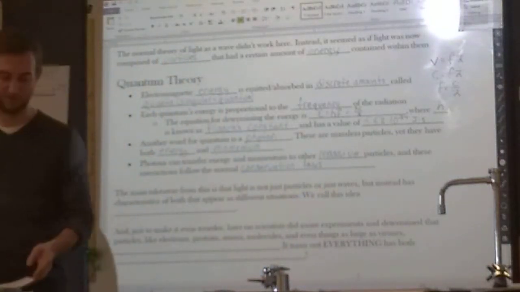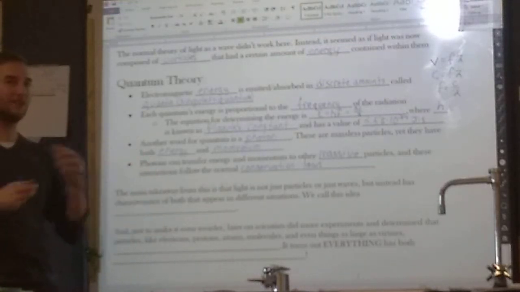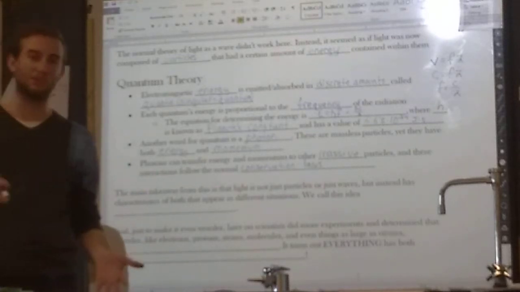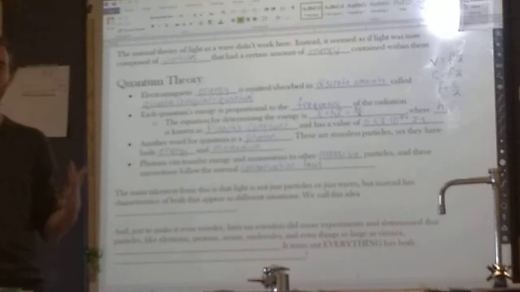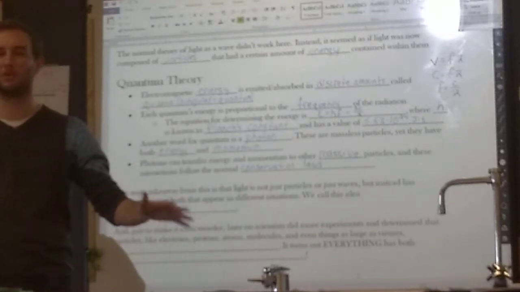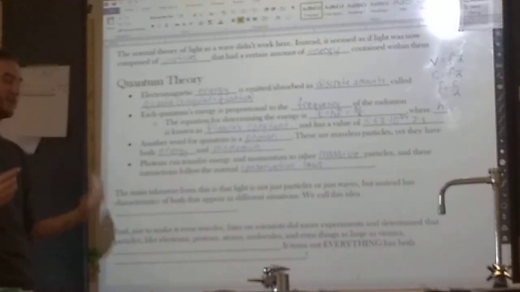So this is the general idea behind quantum theory. Okay? It explains more or less what light is. And the main takeaway is that light really isn't particles in the way we're used to thinking about them. It's also not waves in the way we're used to thinking of them. It's a third thing that has properties of both. There's nothing else in the universe like light. Okay? It has characteristics of both that appear in different situations.